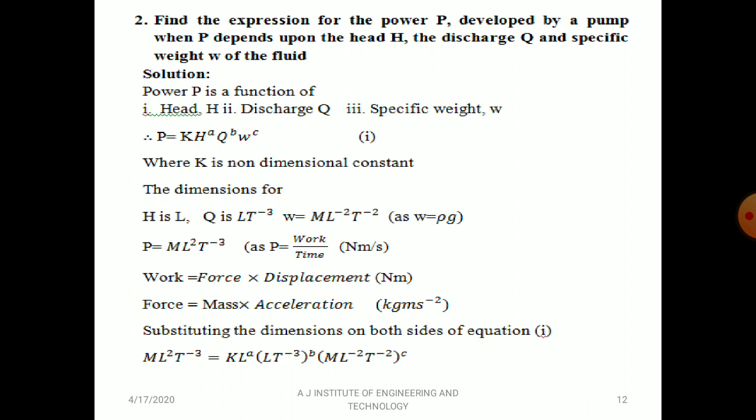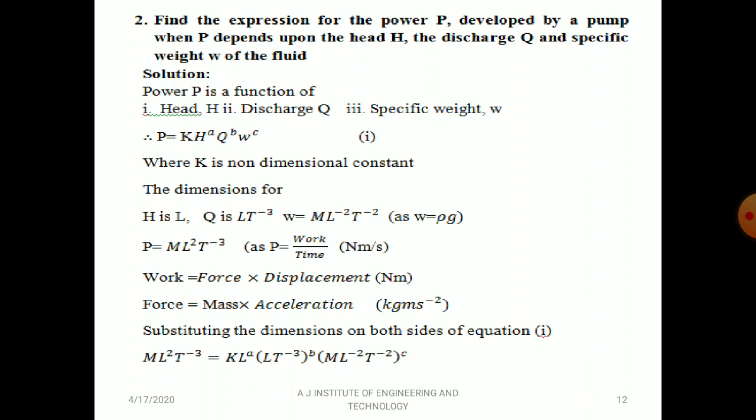h, q, and w. So how to write h, that is measured in meters, so the dimension becomes L. Then q, that is discharge or volumetric flow rate in meter cube per second, so the dimension becomes L cube T to the power minus 1. Then w, the specific weight, Newton per meter cube, or w equal to rho g, or it can be represented by the symbol gamma. So rho has a unit kg per meter cube, g has a unit meter per second square. So by using that concept, we can write the dimension for specific weight w as M L to the power minus 2 T to the power minus 2.